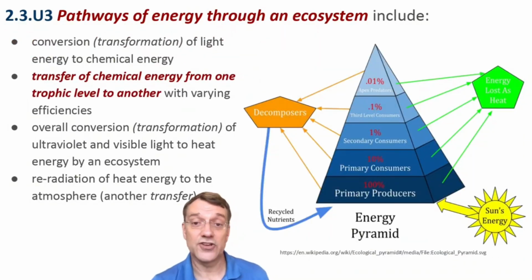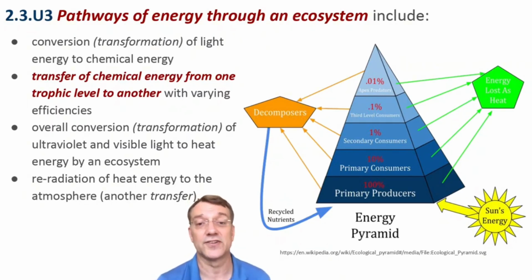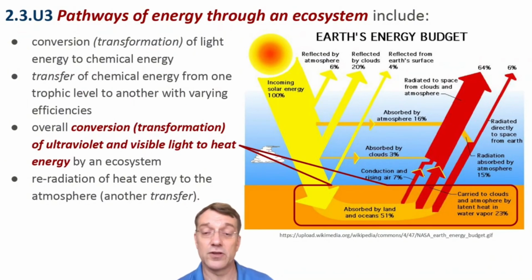Here, we see energy transfer between trophic levels. Notice how only about 10% of the energy moves from one level to the next. The rest is lost as heat. This energy pyramid shows primary producers capturing 100% of available energy, with subsequent levels retaining progressively less. A significant portion of solar energy is converted to heat.